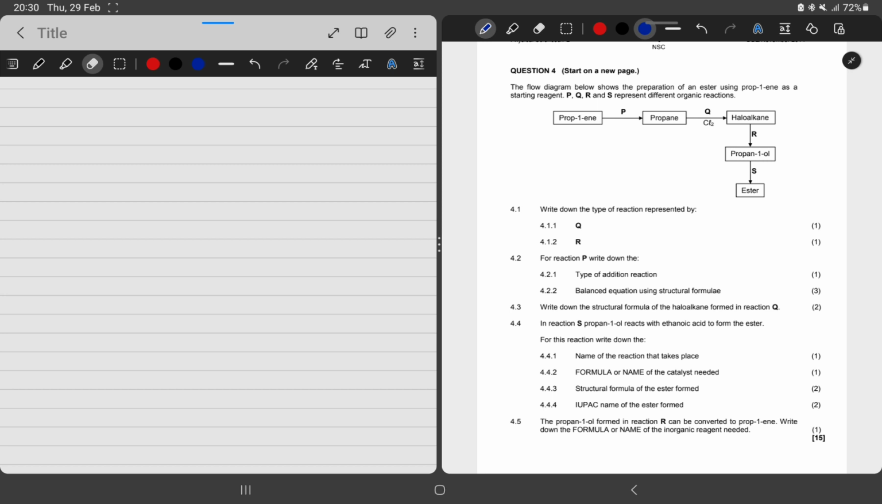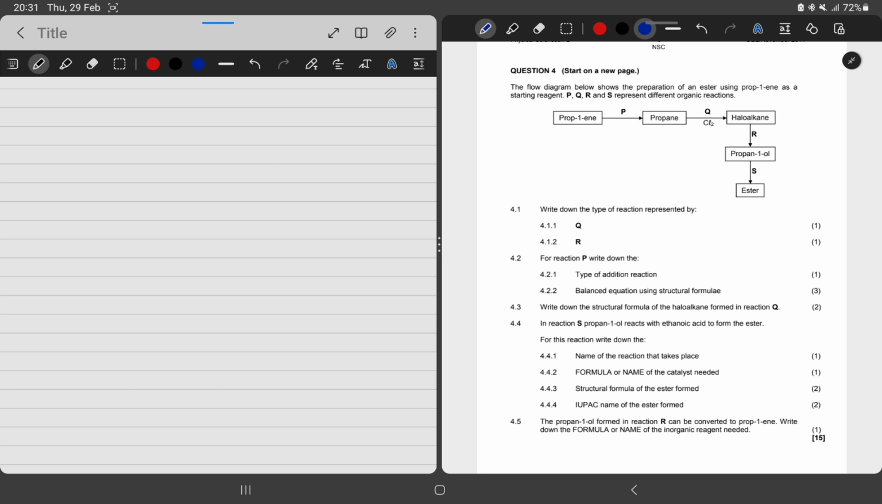possible. Okay. We are given prop-1-yne and then it undergoes reaction P to form propane. The only way for that to happen, the only way to move from an alkyne to propane is if the reaction undergoes hydrogenation. So you are going to add hydrogens to the multiple bond of your starting material to produce what? An alkane.